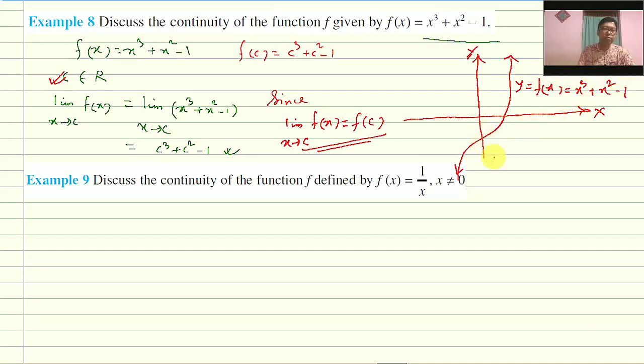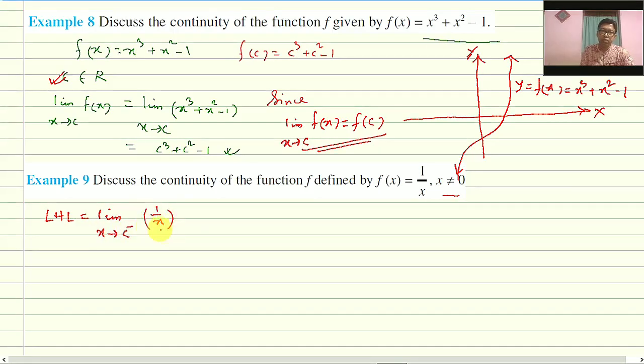Next, discuss the continuity of the function f defined by f of x is equal to 1 upon x, x is not equal to 0. There is a restriction given, x is not equal to 0. So this f of x is equal to 1 upon x. So first of all, I want to find the LHL. What is your LHL? LHL is equal to, this is the traditional method, mechanical method. Limit x tends to, say, any arbitrary real number, say c, c minus of f(x). f(x) is equal to 1 by x.